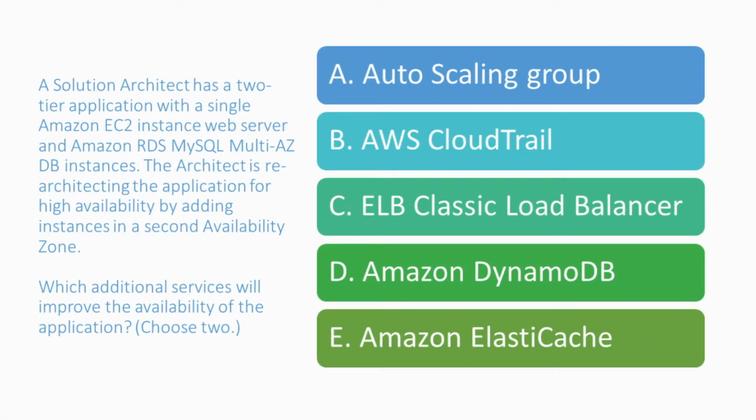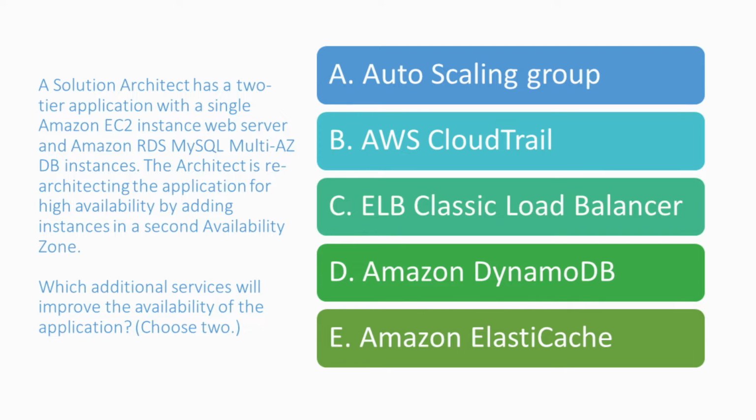A solutions architect has a 2-tier application with a single Amazon EC2 instance web server and Amazon RDS MySQL Multi-AZ DB instances. The architect is re-architecting the application for high availability by adding instances in a second availability zone. Which additional services will improve the availability of the application? Choose 2. Options we have: A. Auto Scaling group. B. AWS CloudTrail.